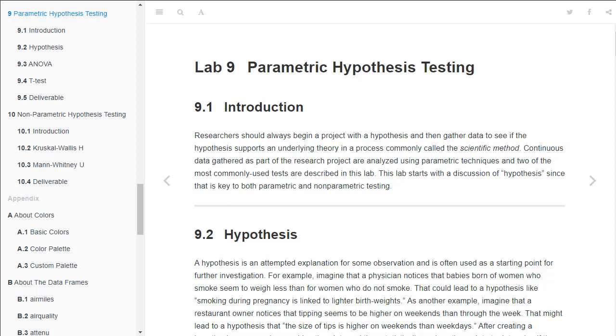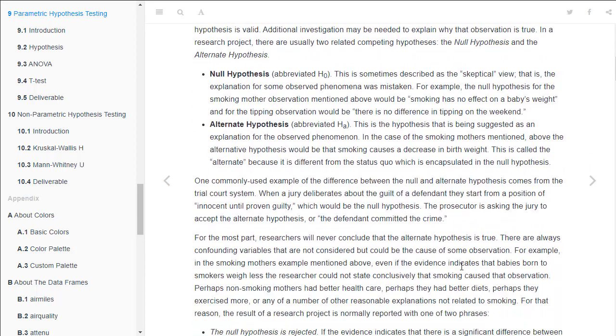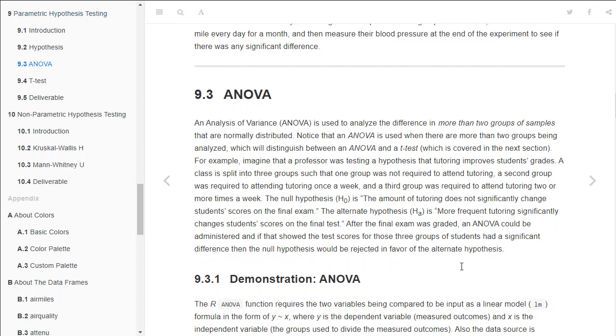A hypothesis is an attempted explanation for some observed phenomena. For example, maybe a physician notices that babies born of women who smoke seem to weigh less than babies of women who do not smoke. That could lead to a hypothesis about the impact of smoking on neonatal weight. If the hypothesis involves continuous data, then that would require parametric testing. And in this lab, we'll take a look at the two most commonly used parametric tests.